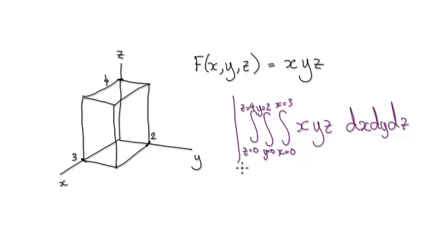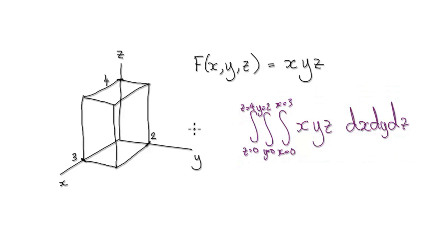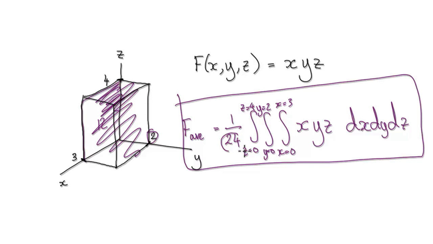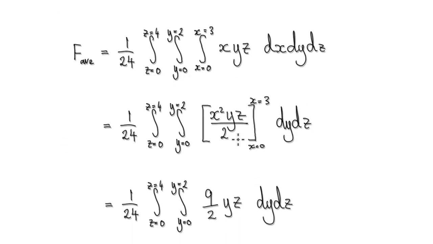Once you've got the whole triple integral, you've got to divide it by the volume of your 3D domain. So 3 times 4 is 12, times 2, so the whole volume here is 24. So divided by 24, this then gives you the average value of f within this domain. The average value is given by this triple integral divided by 24.